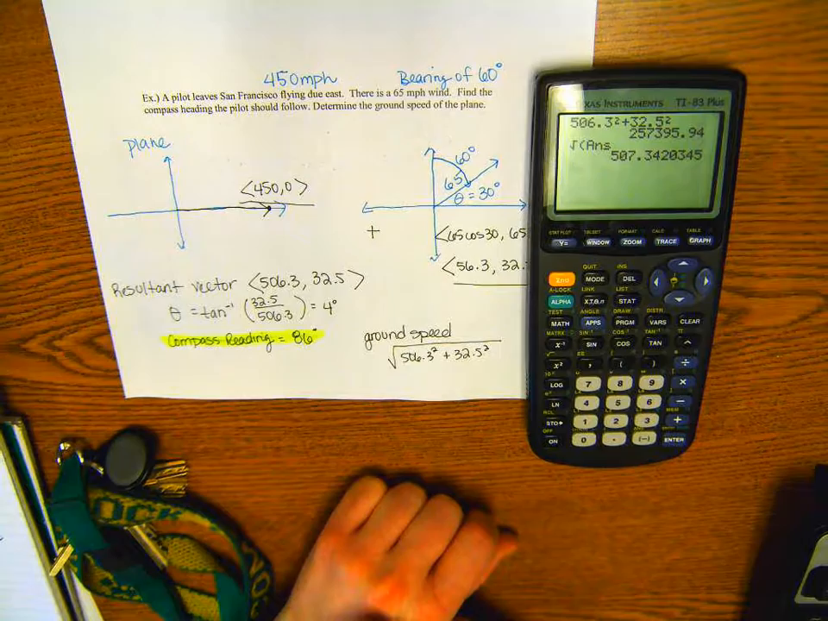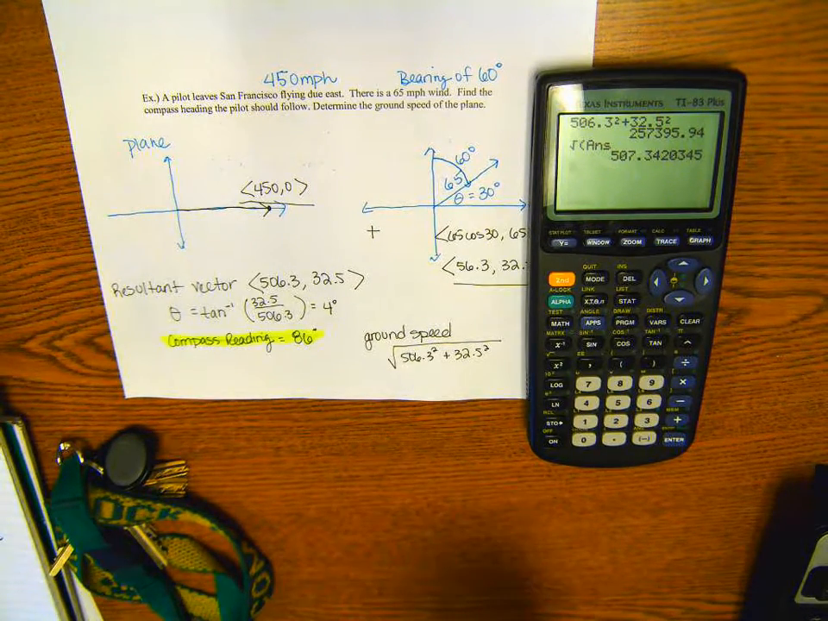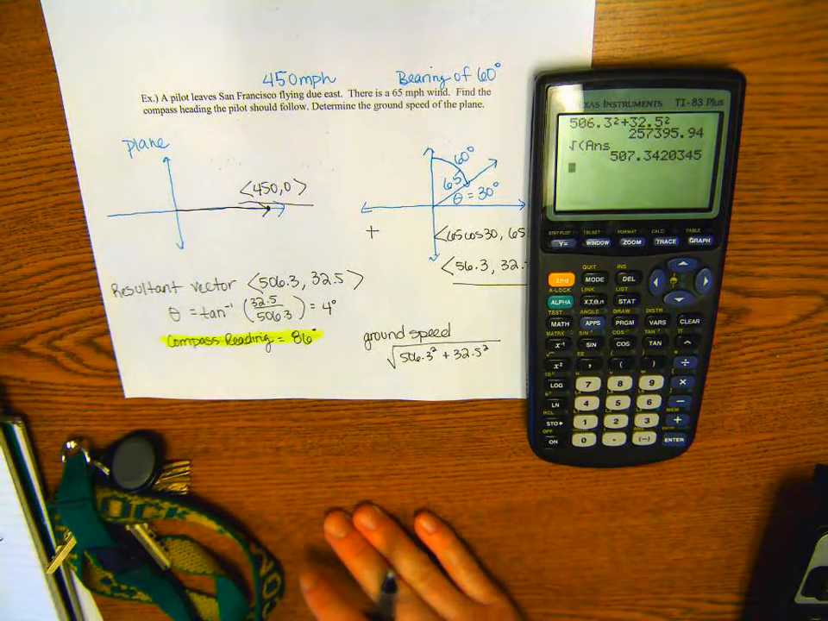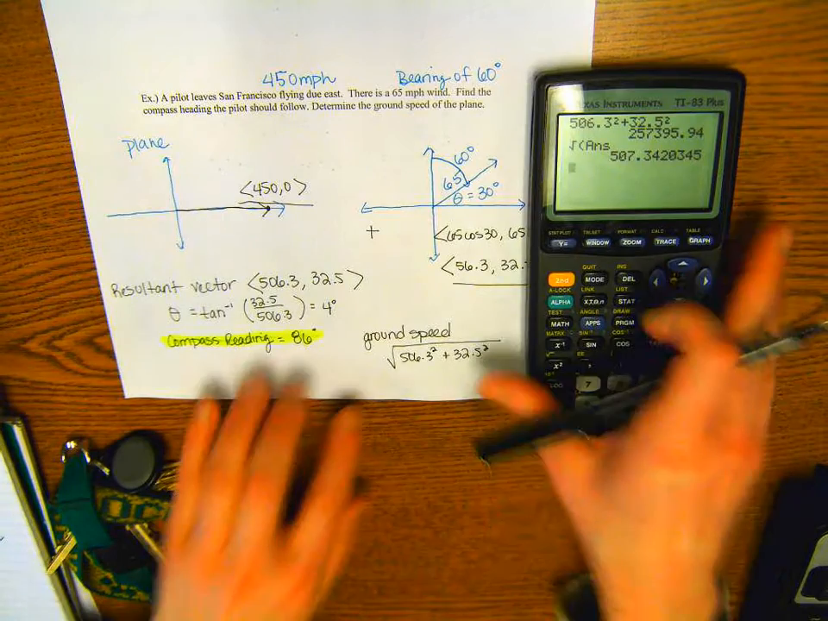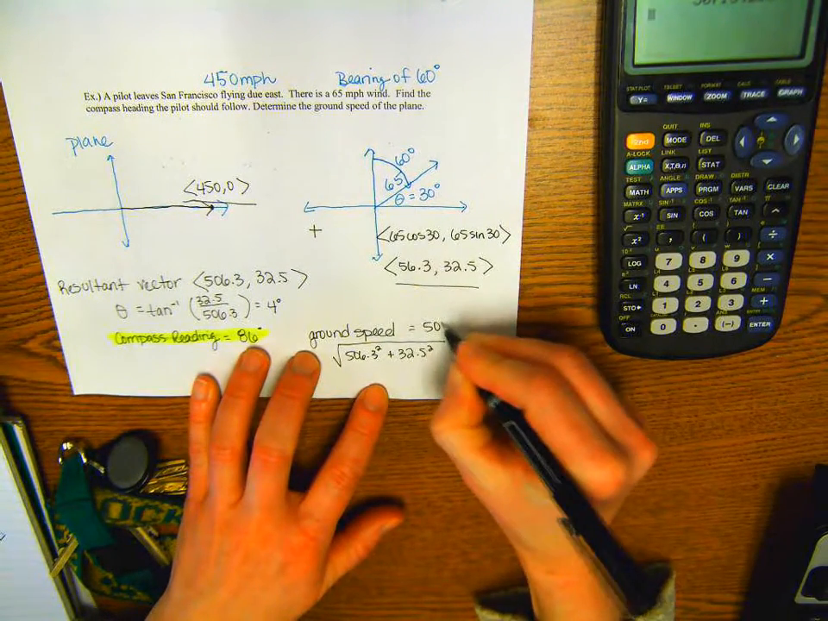So it actually sped it up, which kind of makes sense, right? Because the plane, it was pushing it a little further, partly in that same direction that the plane was going. So the ground speed now of the plane is about 507 miles per hour.